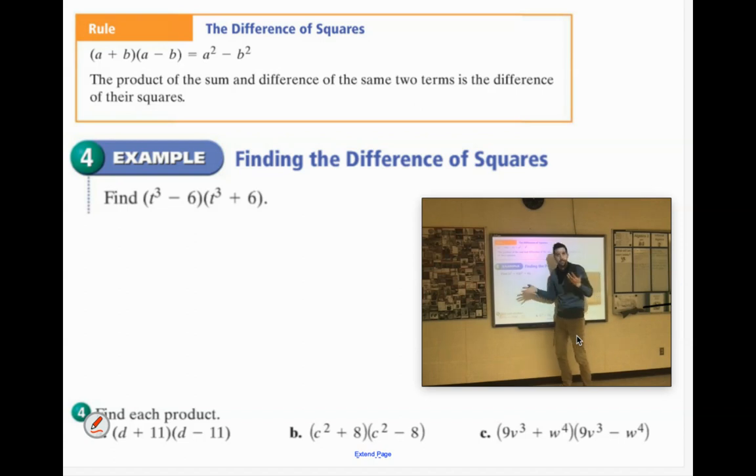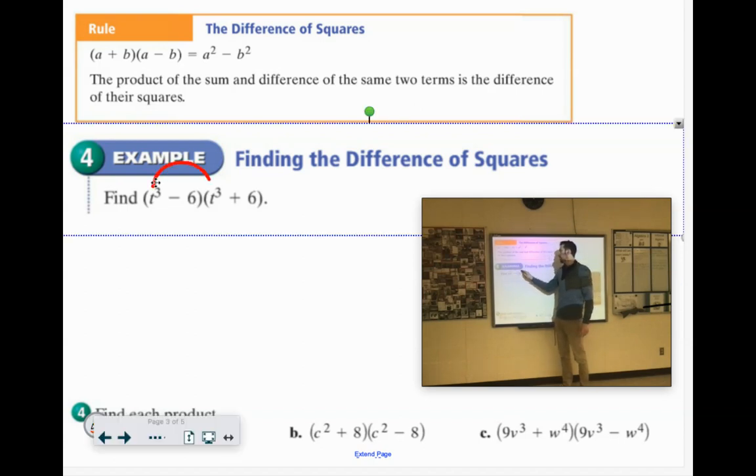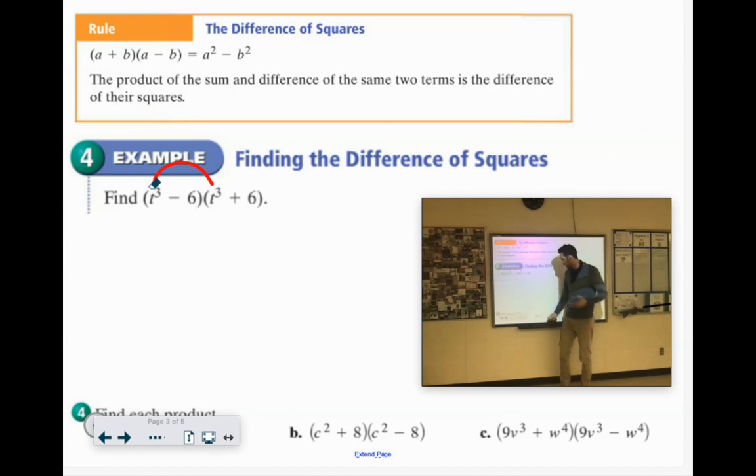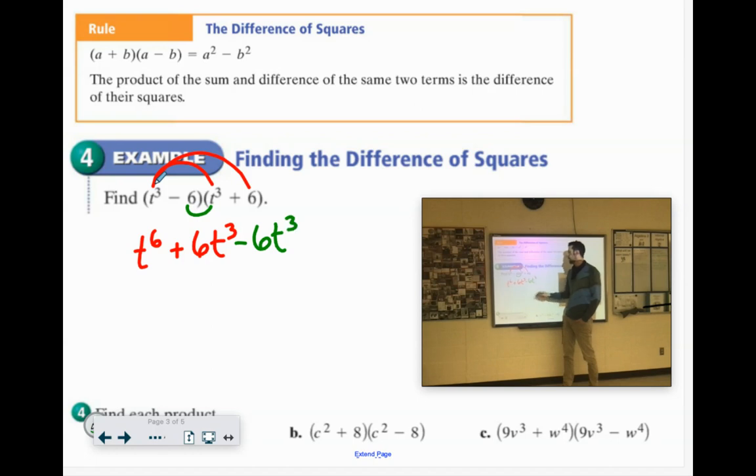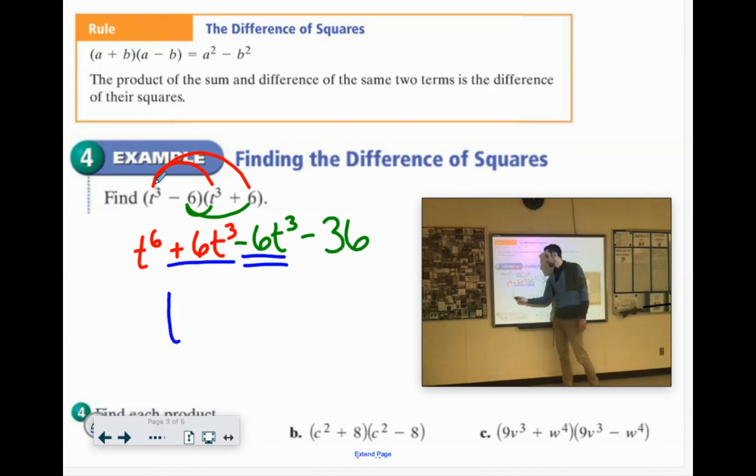Now let's FOIL this out and see what happens. If I did t to the third times t to the third, remember you add the exponents. So that would be t to the sixth. Outside, t to the third times 6 would be 6t to the third. Inside, we have negative 6 times t to the third, negative 6t to the third. And last, you have negative 6 times 6, which is negative 36. So if we do our like terms, positive 6t to the third minus 6t to the third, those cancel each other out. So we're left with t to the sixth minus 36.